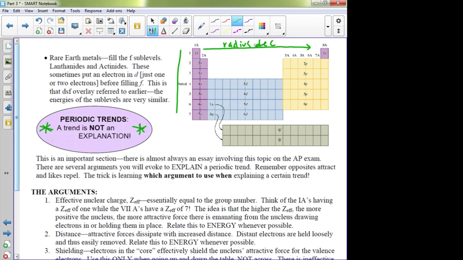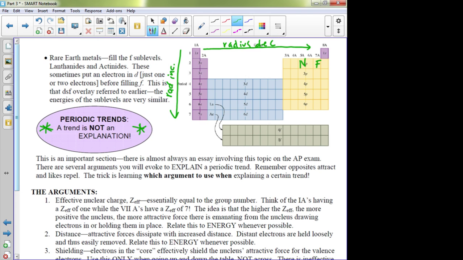Okay, I know as I go down the periodic table that my radius increases. So if they ask me why fluorine is smaller than nitrogen, I cannot say, "Because as you go across the periodic table, the size of the radius decreases, therefore fluorine is smaller than nitrogen." No. No.